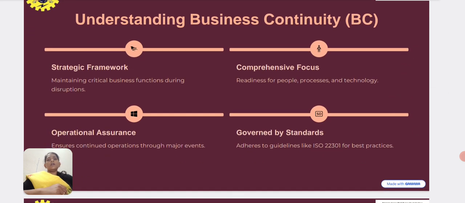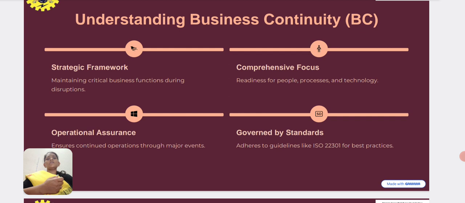Business continuity is a strategic framework to ensure critical business functions remain operational during and after disruption. It considers people, process, and technology while adhering to global standards like ISO. The goal is to guarantee operational assurance even during major disruption. This is the basic understanding of business continuity.